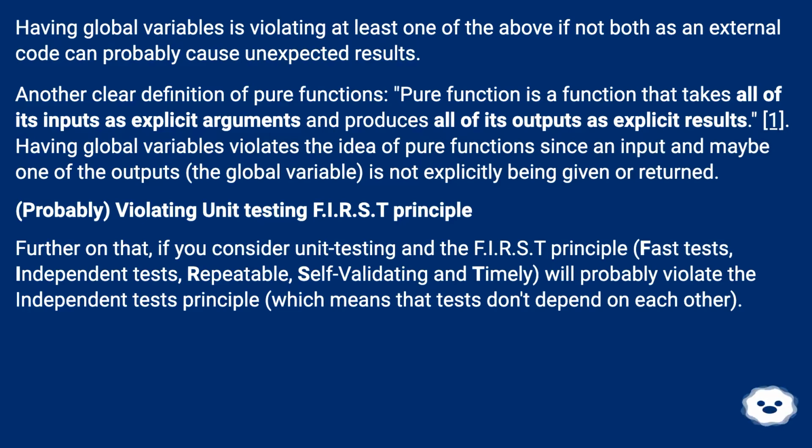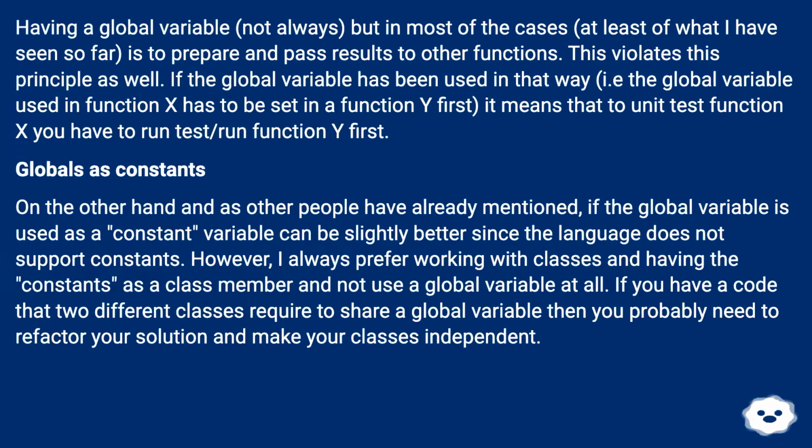Further on that, if you consider unit testing and the F.I.R.S.T. principle, fast tests, independent tests, repeatable, self-validating and timely, global variables will probably violate the independent tests principle, which means that tests don't depend on each other. Having a global variable, not always, but in most of the cases, at least of what I have seen so far, is to prepare and pass results to other functions. This violates this principle as well. If the global variable is used in that way, i.e. the global variable used in function x has to be set in function y first, it means that to unit test function x you have to run function y first.